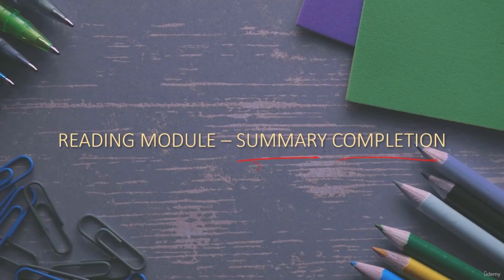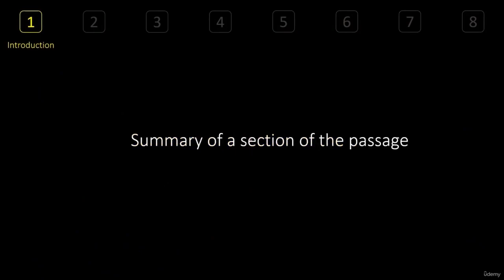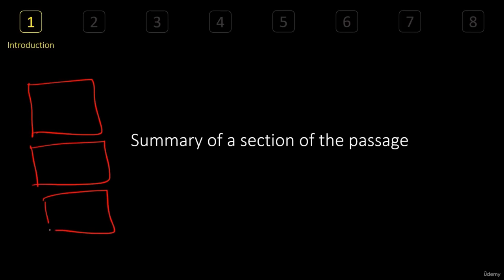Summary completion. A type of completion, like we have table completion, flowchart completion. This time we have summary, and it is still the reading module. Now, what is summary completion? Actually, summary completion is nothing but a summary of a section of a passage. So we have a huge passage. Passage and paragraphs are two different things. A passage equals many paragraphs combined. Now, one section could be one paragraph or two paragraphs, right?